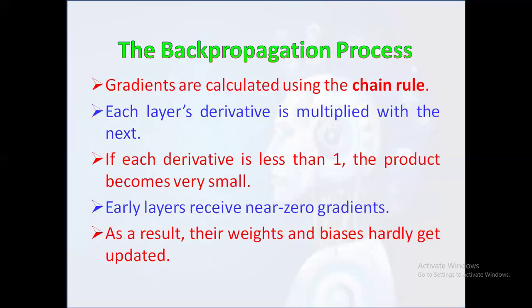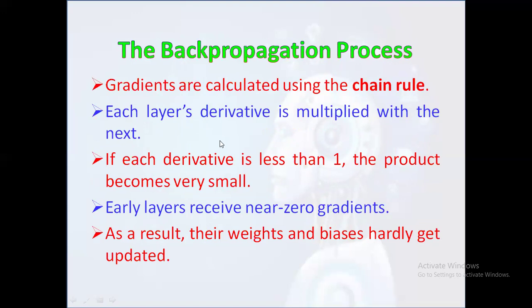The backpropagation process, first point: backpropagation uses the chain rule to compute gradients layer by layer. Each layer's gradient depends on the gradient of the subsequent layer, meaning error propagates backward through the entire network.